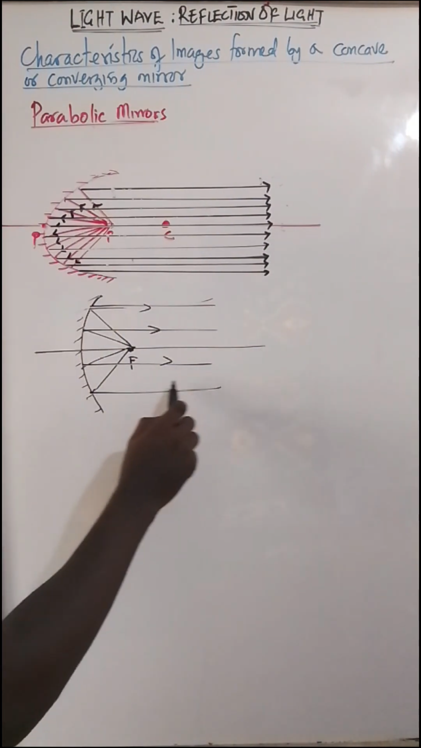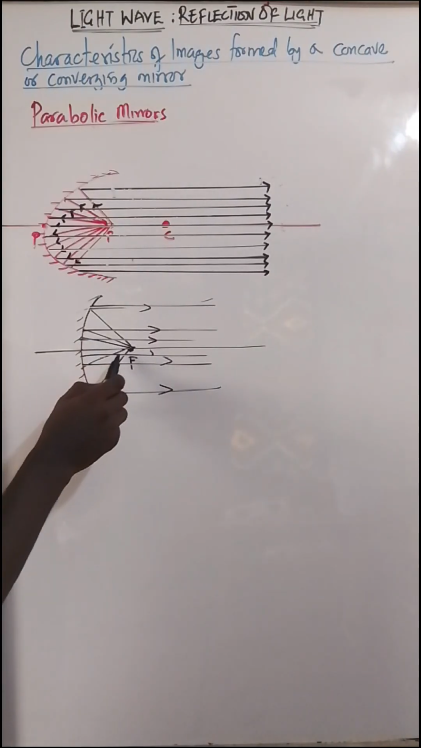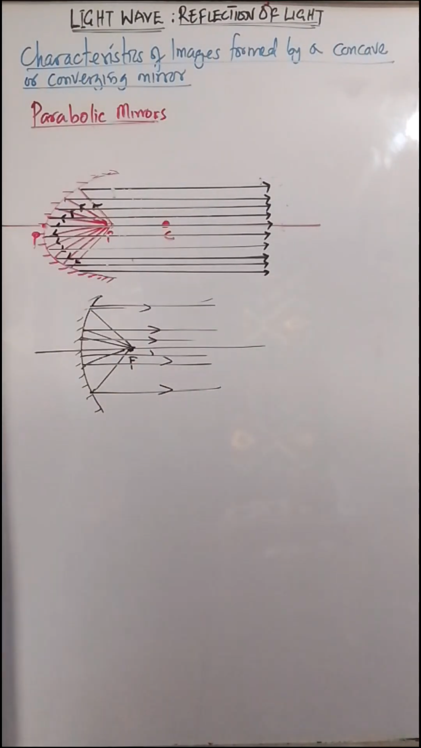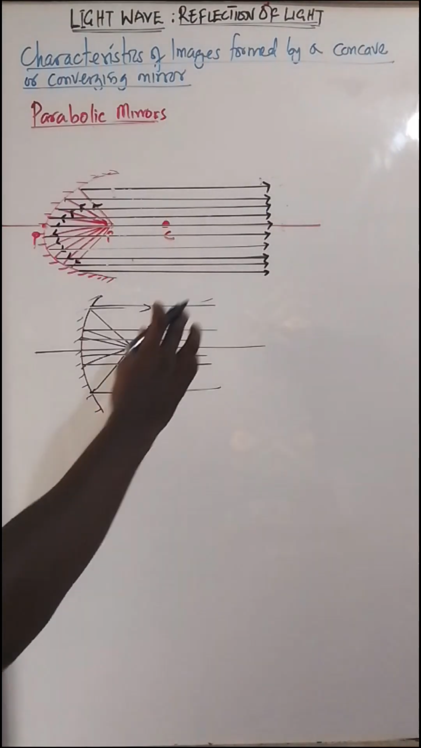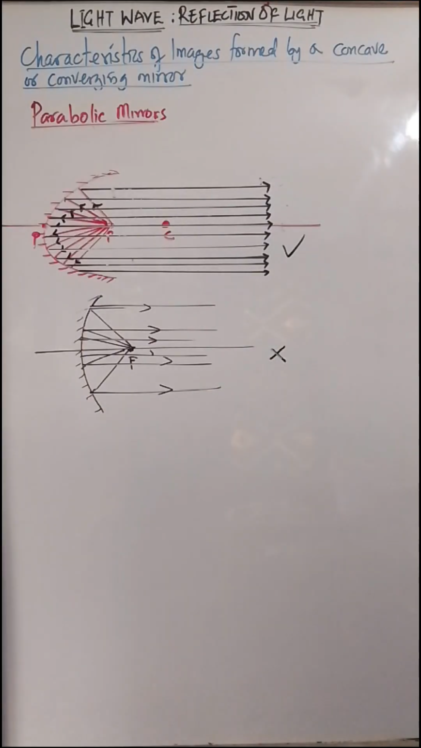Some places are more intense than others. Those that are very close will be more intense than the others. Some parts will be bright, so it will scatter a bit, although they are still parallel. So this one has what? Constant intensity. This one doesn't have a constant intensity.